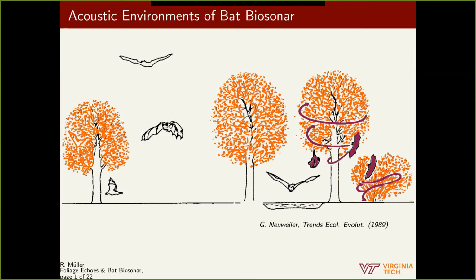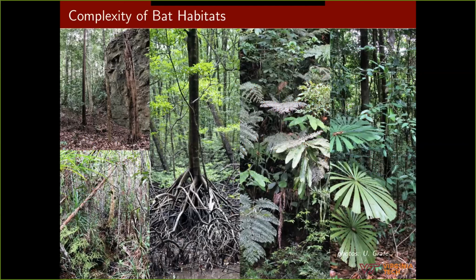So to give you a sense how complicated bat environments are, I'll show you some pictures that a collaborator of mine, Ulmar Graf, has taken from field sites that we were just at in Borneo, in the rainforest there. And these are all sites where bats are hunting, and you can see how dense the vegetation there is, how complicated it is. And somehow bats are able to make sense out of these very complicated environments using their biosonar system.